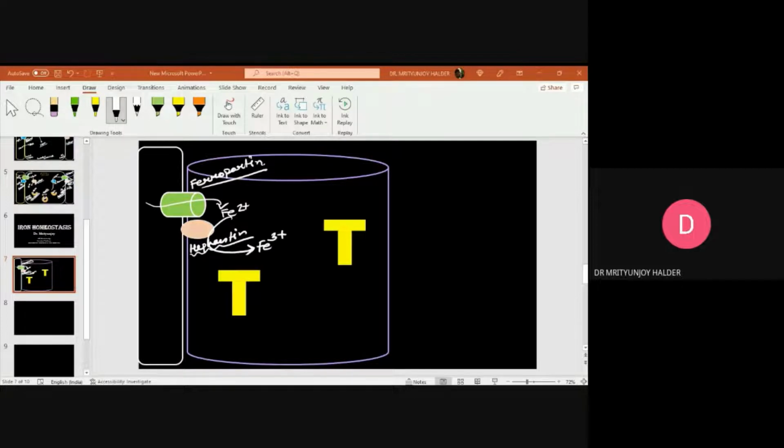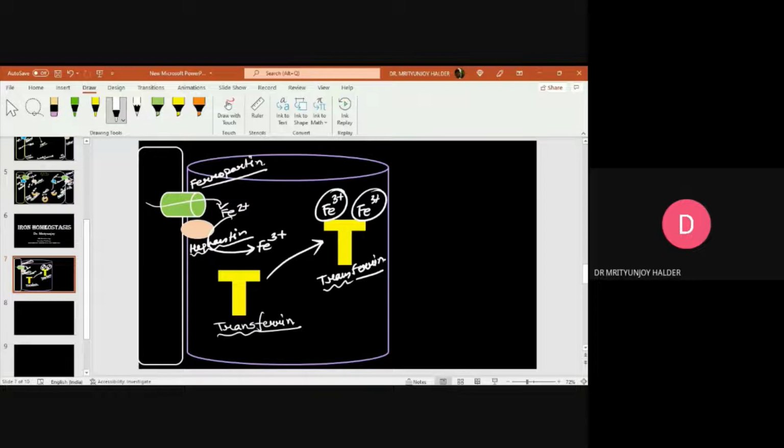Because there is a molecule present here called transferrin. This transferrin, or apotransferrin, molecule can carry only the ferric form, not the ferrous form. A transferrin molecule can carry only ferric form, and at a time it can carry two ferric atoms. And for this purpose, the hephaestin molecule is present in the basolateral surface of the intestinal epithelial cell.